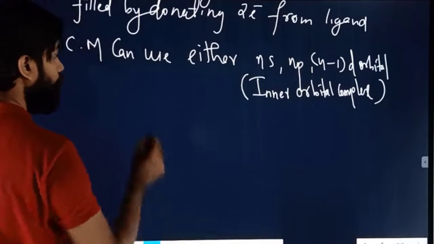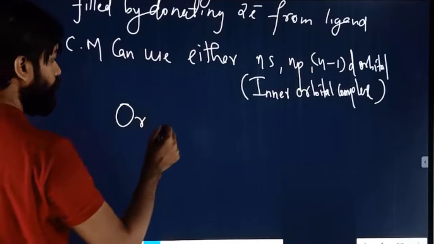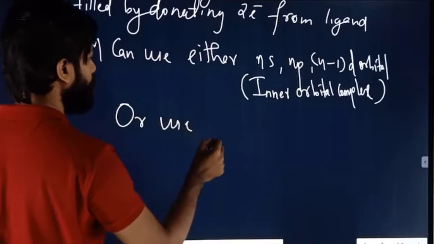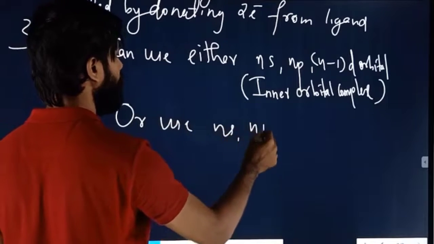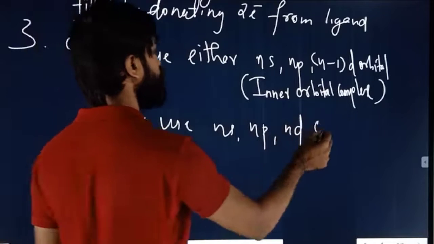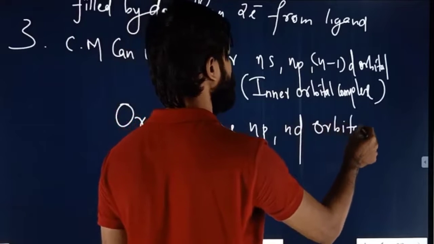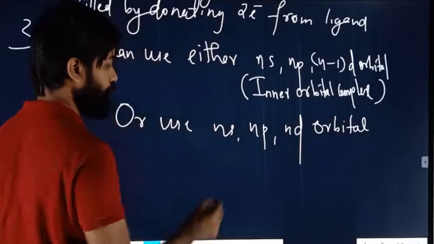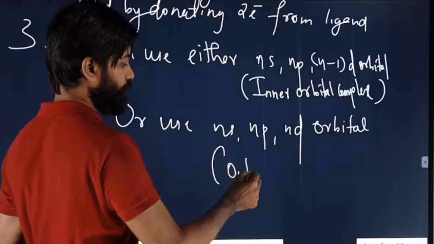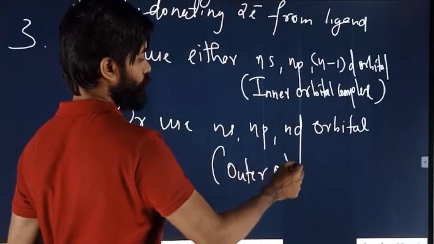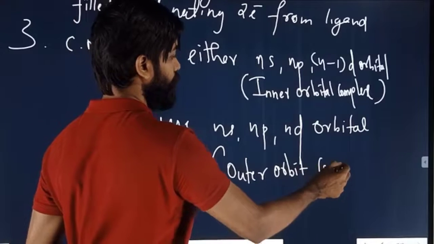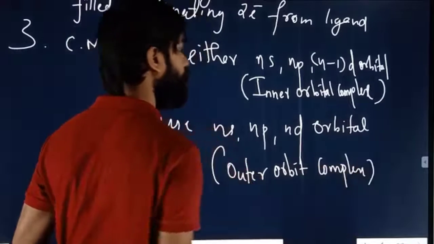Or they can use ns, np or nd orbitals for hybridization, and that is said to be an outer orbital complex.